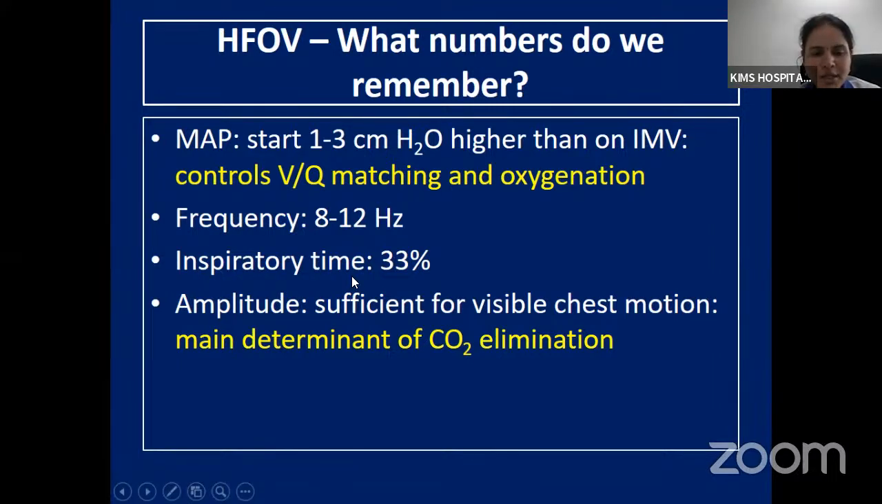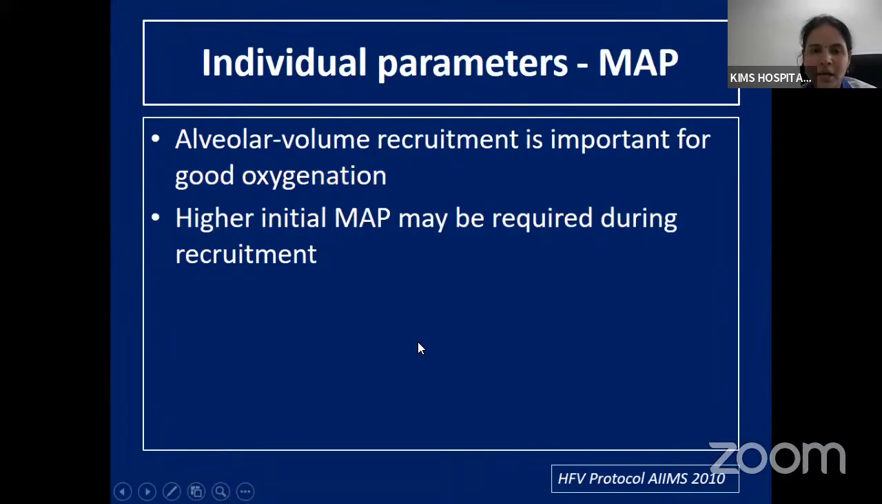Also begin with an initial inspiratory time of 33%. This can be increased up to 40% depending upon the oxygenation. Now, the amplitude that is optimal or recommended is the amplitude that is necessary to generate sufficient wiggles or chest movements. This can be assessed on the anteroposterior dimension, and this must be present from the chest until the baby's umbilicus, and this is the main determinant for carbon dioxide elevation. So the amplitude and frequency drive the CO2 elimination.